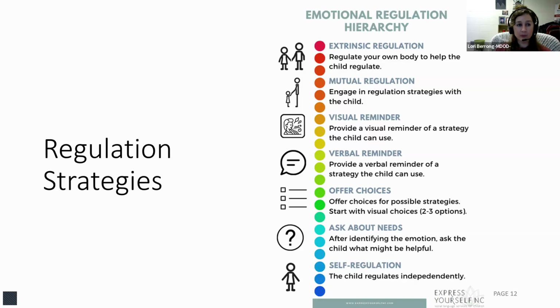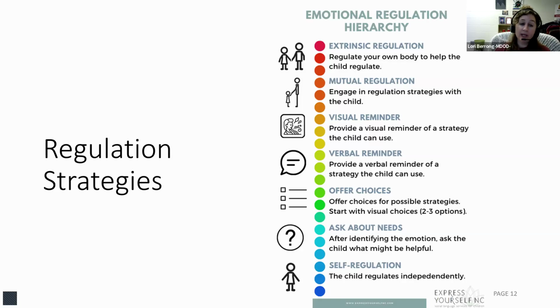And then working with that person in that moment to come to a space where we can both be like, okay, we're going to work through this. We can use visual reminders. We can use verbal reminders. We can provide choices. So in that moment of dysregulation, providing some choices, maybe 2, 3 tops, of what are the 1 or 2 or 3 things that we can do or you want to do to move through this moment. We can ask about the needs.